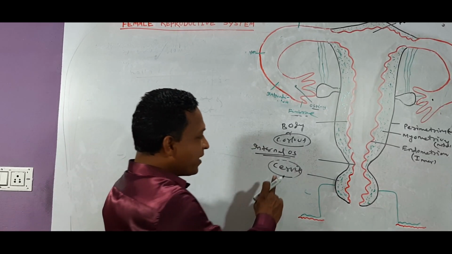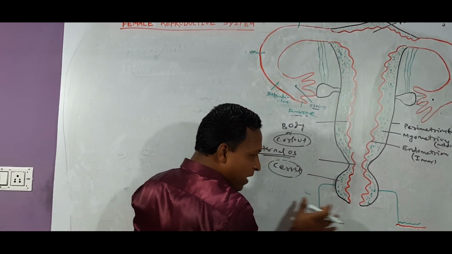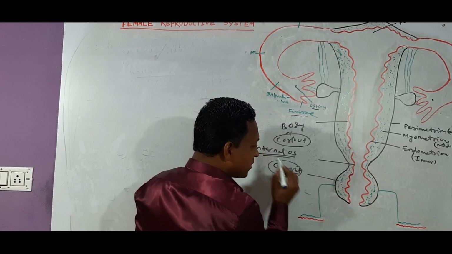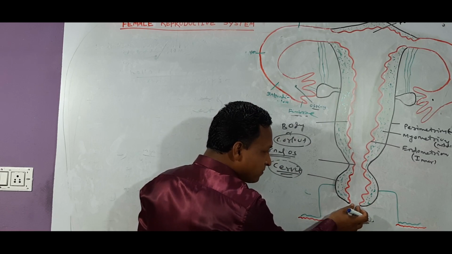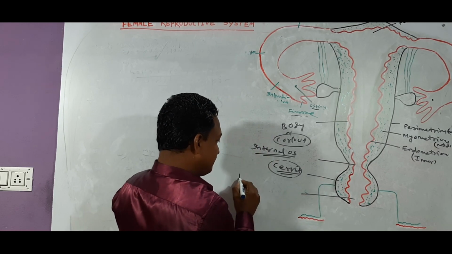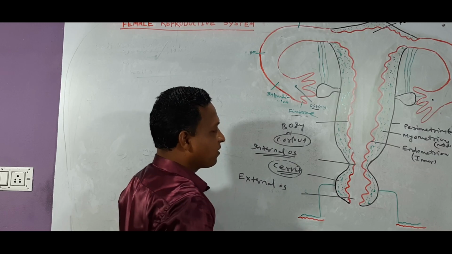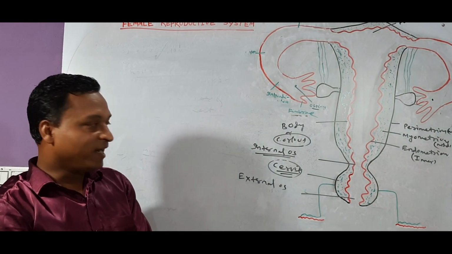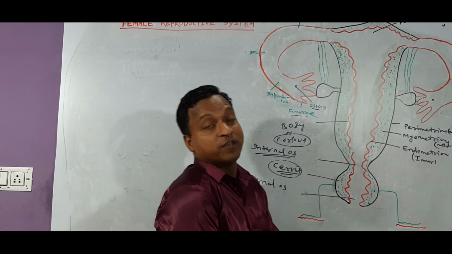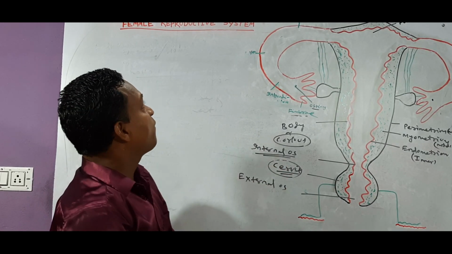Apart from that, you can find another junction, between the cervix and vagina. This part is called vagina, and this last part of the uterus you can call the cervix. And this is the junction of cervix and vagina. We can call that the external os, or external orifice. Clear? The junction between cervix and vagina is called the external orifice or external os. This is the basic fundamental about the uterus.